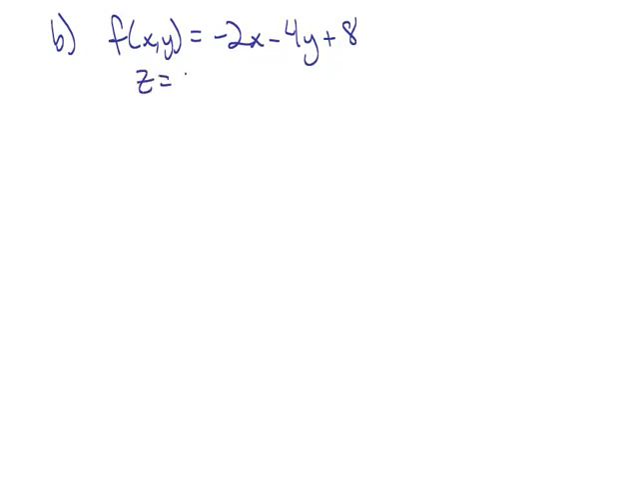Let's try another example. Suppose I have the 2-variable function f of x, y equal to negative 2x minus 4y plus 8. So this one's a little bit more difficult to draw unless we think about it a certain way. Again, you can call the output of your 2-variable function z, especially if we're going to be graphing it on the x, y, z coordinate axes.